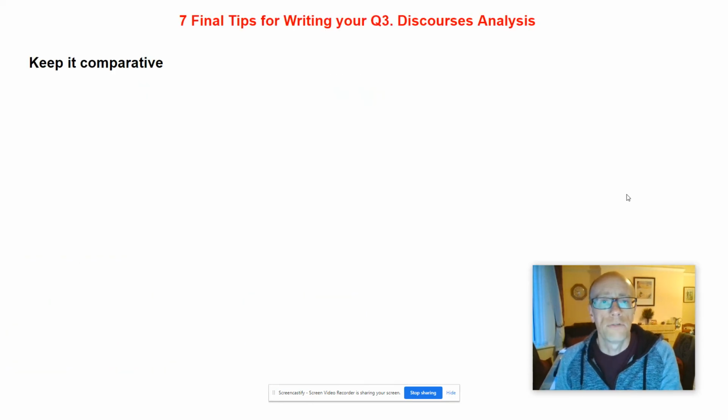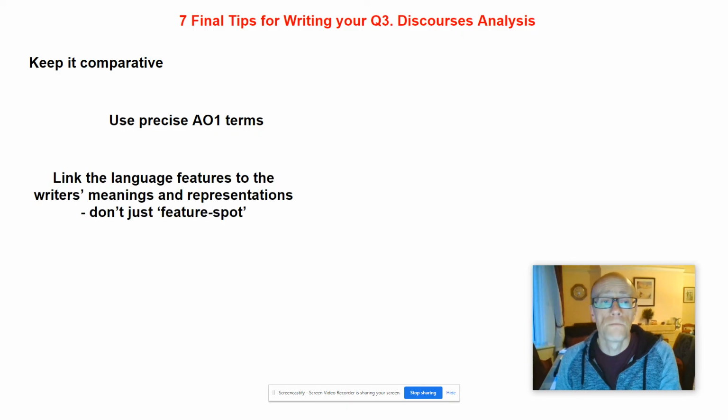So here are just some final tips for writing your discourse analysis. Keep it comparative all the way through. Use precise AO1 terms that you wouldn't have been able to use as a GCSE English student. Make sure that you don't just feature spot, that you're linking the language and style features to the writer's actual meanings and representations. I know that's the title of the Paper 1 Section A thing, but it's just as relevant here because it's all about the ideas.